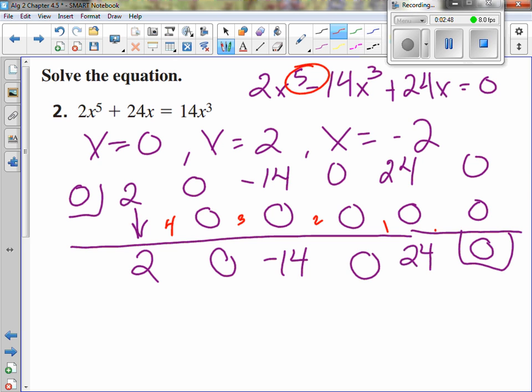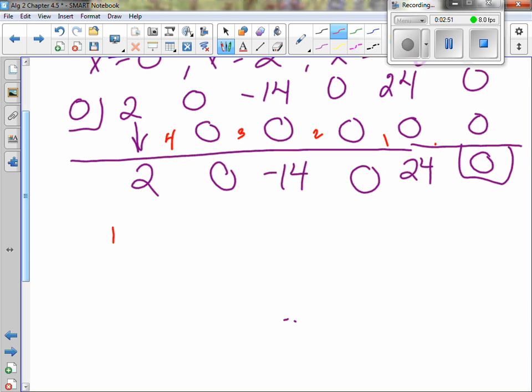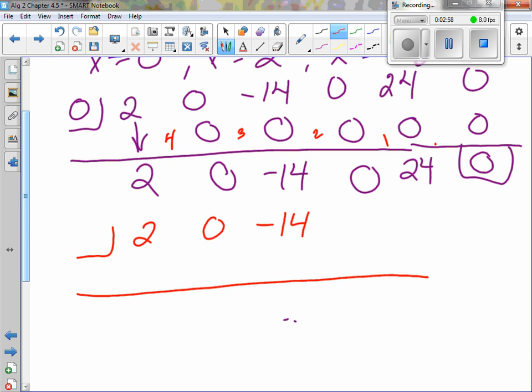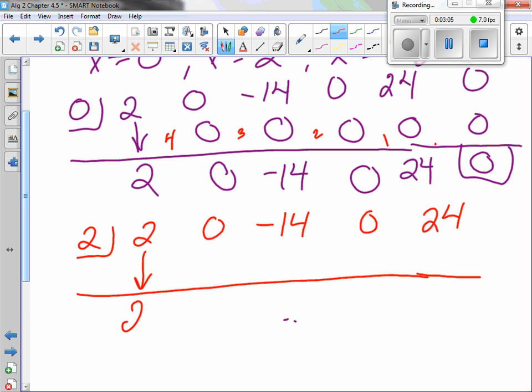No. So if I want to, what I can do is I can set this back up, and not using what we started with, but what we just got, 2, 0, -14, 0, 24. Let's use 2. Because if these 3 here, we said they were factors of the original polynomial, yes? Well, if it's factors of the original, it has to be factors of anything we get from the synthetic division, because it's still part of the original polynomial, yes?